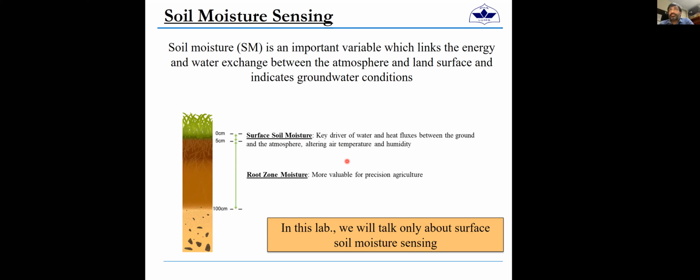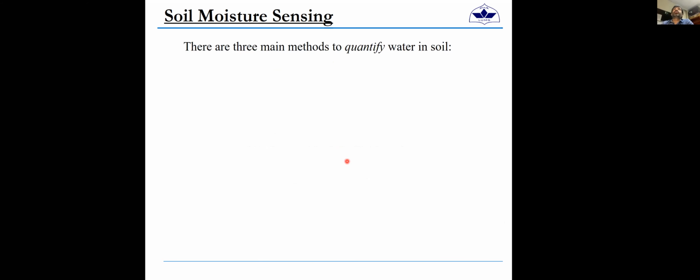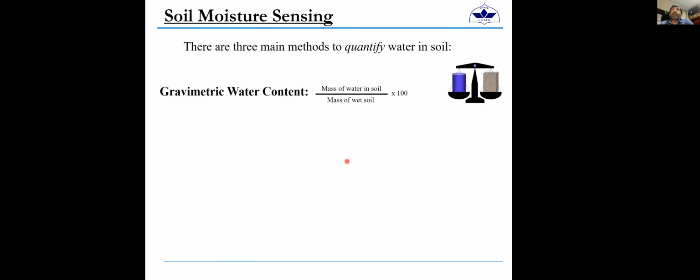Okay, so proceeding with soil moisture sensing, there are actually three ways in which we can quantify the moisture content of a soil sample. What are these three ways? One is what we call gravimetric water content of a soil. Gravimetric water content means measuring the weight of water in the soil, measuring the weight of the total soil sample, water plus soil, and then computing this percentage. That is called gravimetric water content.